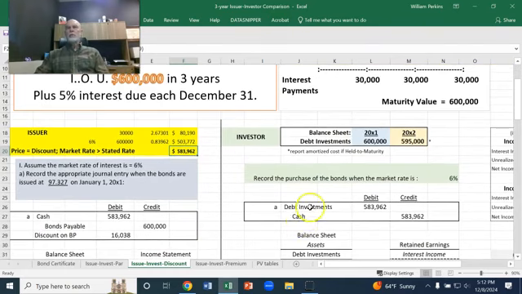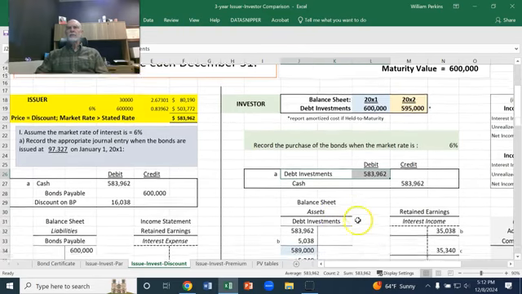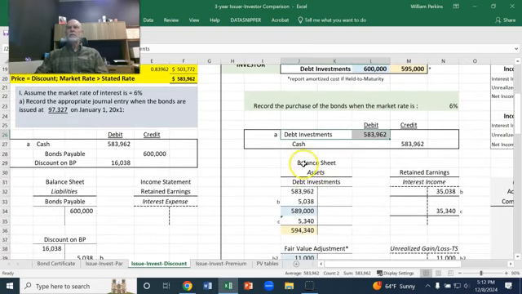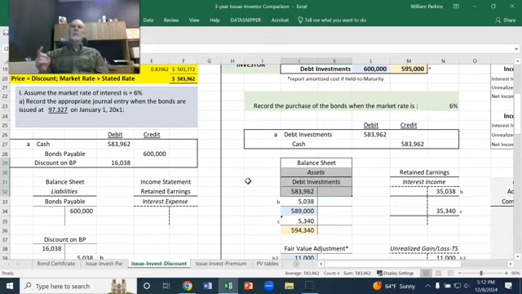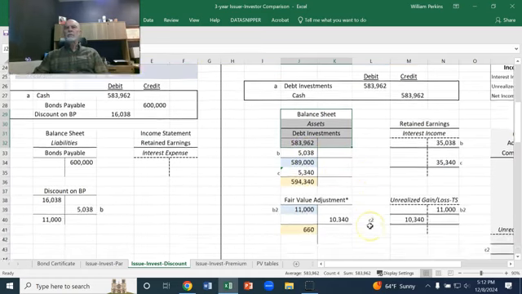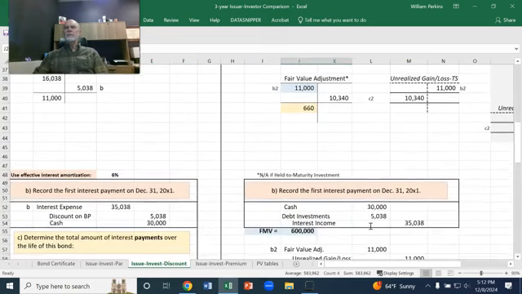So we would record the debt investment at cost, and that discounted price would go into the asset account. At the end of each year, we would record the collection of the interest and also the amortization of that discount. So I've got the account here represents multiple years. So let's look down here at the first journal entry.